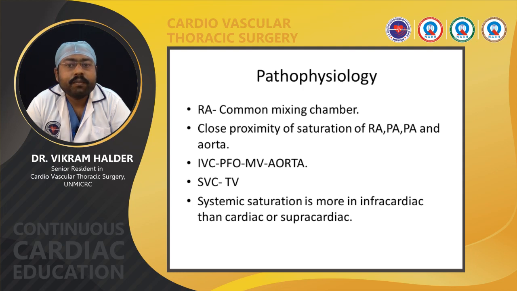In the right atrium, blood coming from the left side is mixing, and there is equal saturation in RA, PA, left atrium and aorta. And in case of obstructed TAPVC, the flow of blood is like in the fetal period: blood coming from the IVC drains through the PFO to the mitral valve to the aorta, and blood coming through the SVC drains through the tricuspid valve into the right ventricle into the pulmonary artery. Systemic saturation is more in infracardiac than cardiac and supracardiac TAPVC.